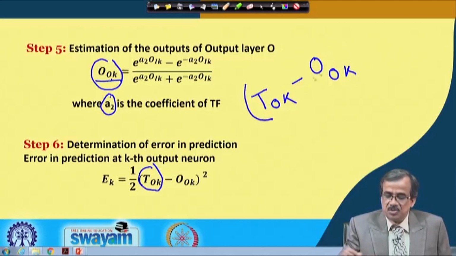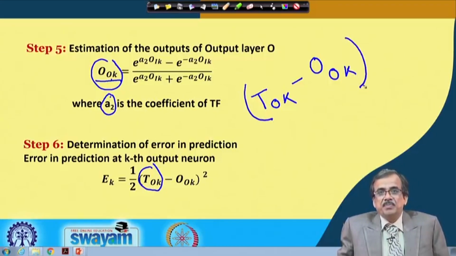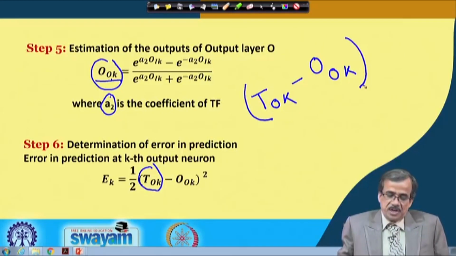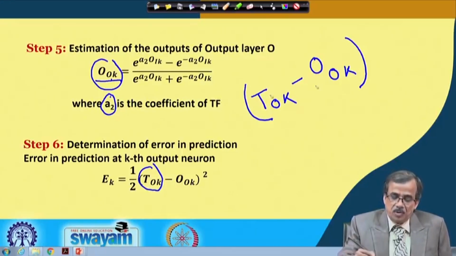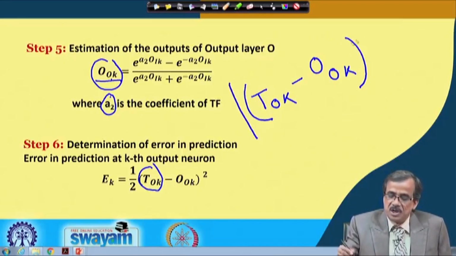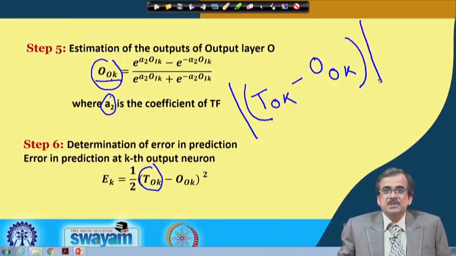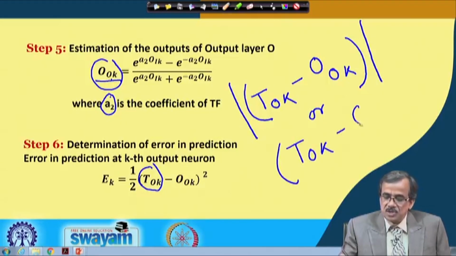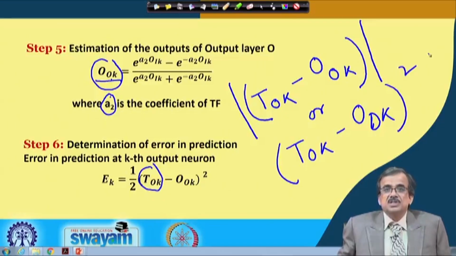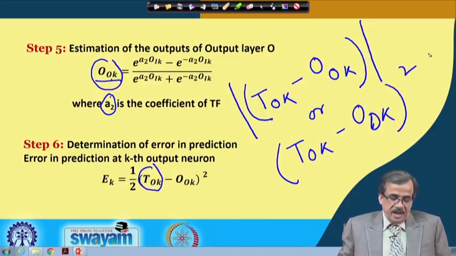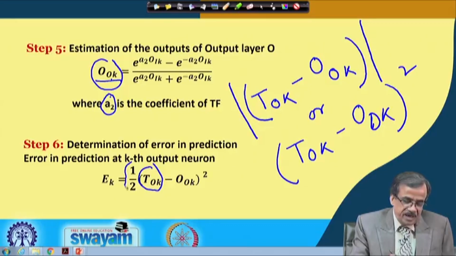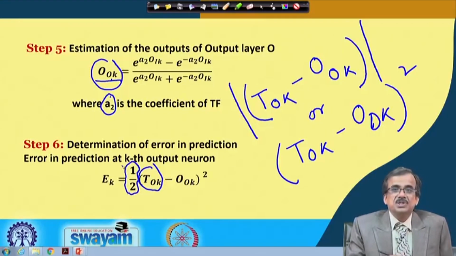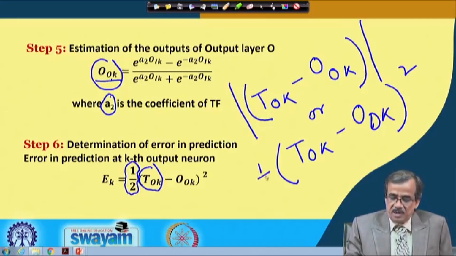Now, this difference could be either positive or negative, and that is why, to make it positive, we either consider the mod value of this, or we consider TOK minus OOK, squared, just to make it positive. Here you can see I have added one term, that is half. So, this is multiplied by half.